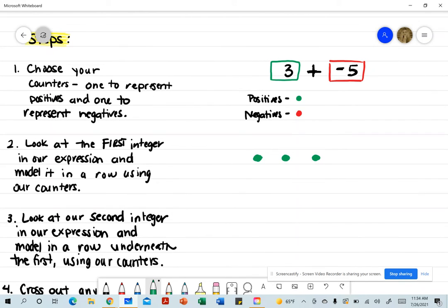Okay. Now my third step is to look at our second integer and model it in the row underneath. So again, my second integer is -5. So I'm going to go underneath and I'm going to put them in red. And I'm going to align them perfectly. Well, I have 1 negative, 2 negative, 3 negative, 4 negative, 5 negative. So I have 5 negatives. This graphic now appropriately models 3 plus -5.